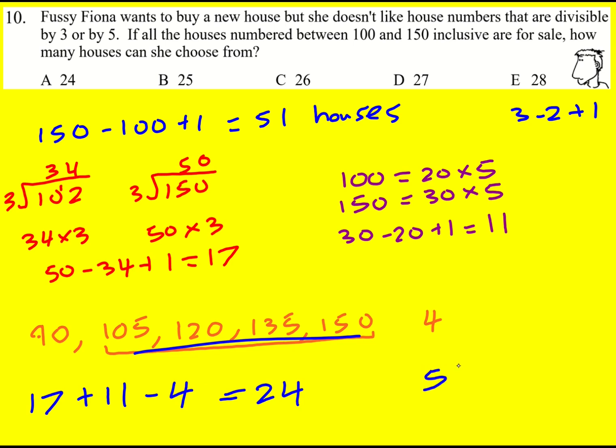So overall, the ones that she does want to choose from, 51. You have to be really careful with this question, I think, not missing anything out. But the ones she is willing to choose from is 51 minus 24, which gives 27.